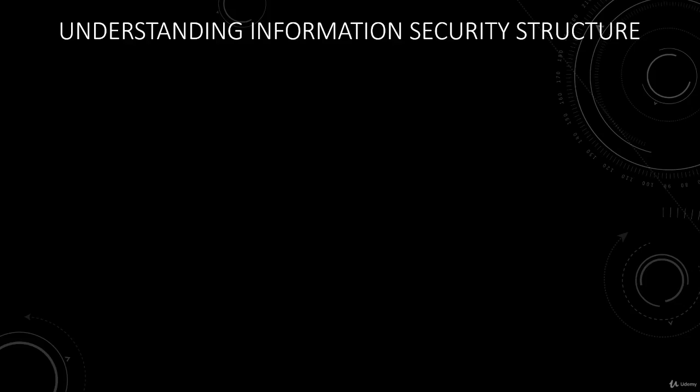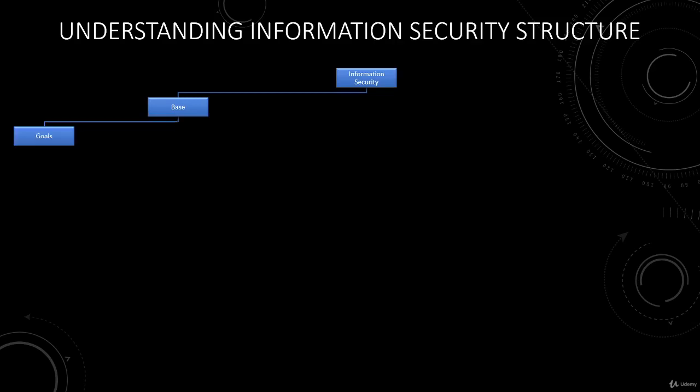We are going to discuss understanding the information security structure. We have some base on which the entire information security is built, and that is the goals. We have three main goals in information security. The first is confidentiality: we want information to be confidential and only available to the legitimate user. That is our goal. Then we have integrity, that is the system or the information is only modified by the legitimate user, and that is our goal, integrity.